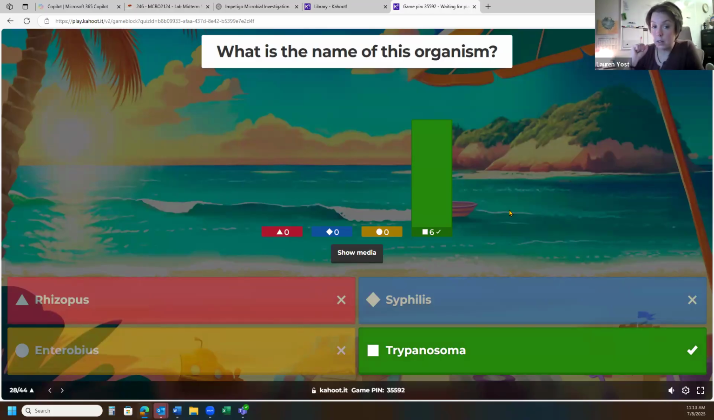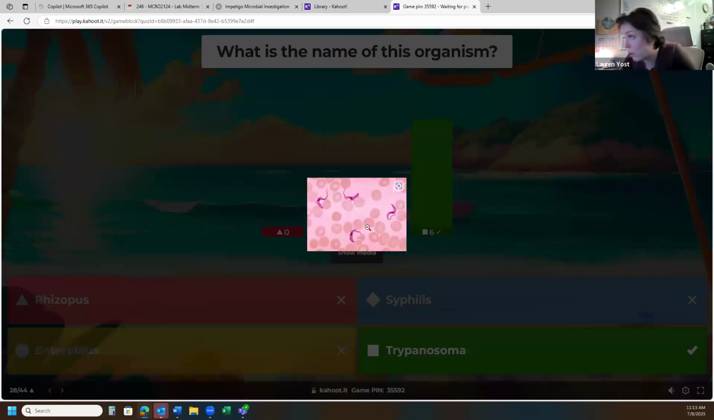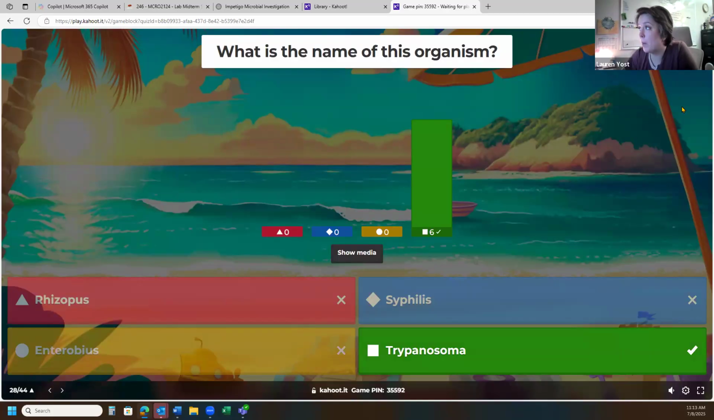This is a protozoa, and all protozoa are single-celled eukaryotes, always single cell. They're never multicellular. I know that it looks like it's got all these parts going on in it, but that's just one cell. That's Trypanosoma.